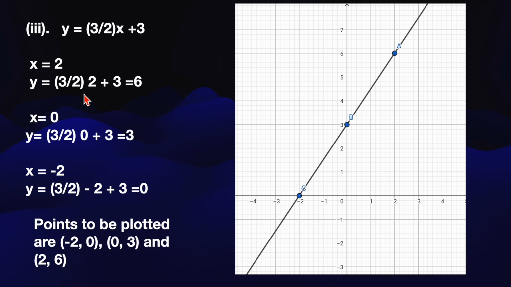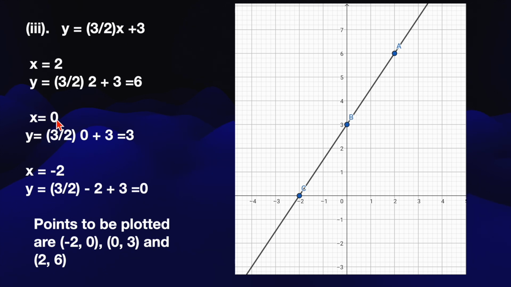I'll put 2 here. So here 3 upon 2 multiplied by 2, the 2 will get cancelled. We are left with 3. 3 plus 3 is 6. So the first point is (2, 6). Where is that point? See here, the x-axis: x coordinate is 2, y coordinate is 6. If you draw the lines like this, you get this point. So this is the point (2, 6).